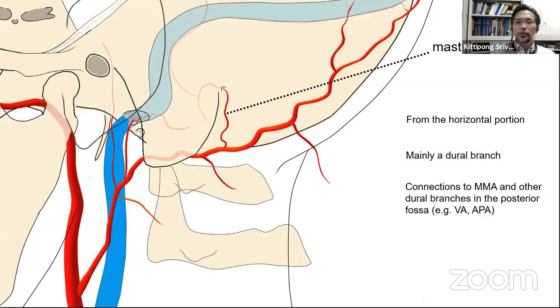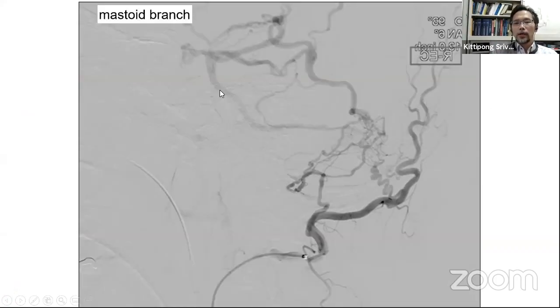So the mastoid branch, okay, it's from the second segment, or the horizontal portion. It goes through the mastoid foramen, the emissary foramen. So it has this particular looking turn here. This is the foramen that it has to turn through to enter the scalp and go inside the dura. So it looks something like this. This one is feeding a dural arteriovenous fistula.